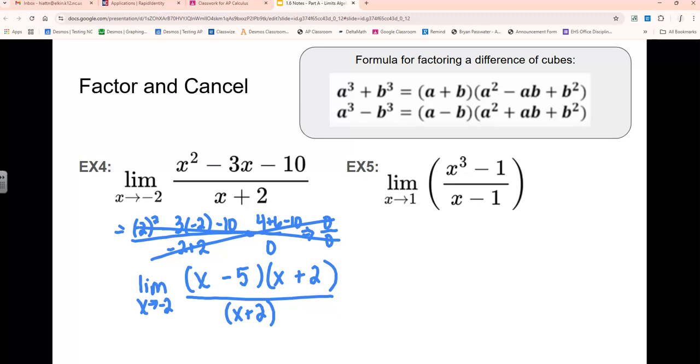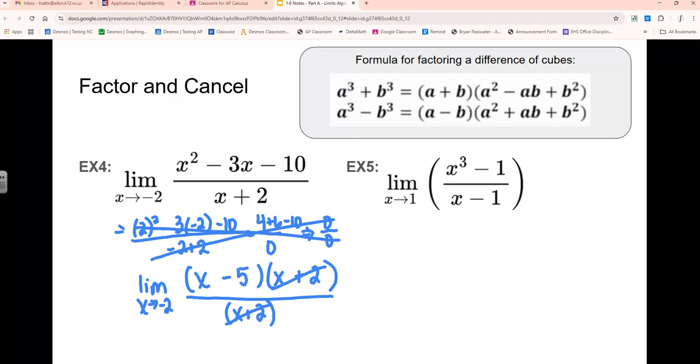Now, I've got an x plus 2 on the bottom and an x plus 2 on the top. Those are going to cancel out. What does that tell me about the graph of this function if it cancels top and bottom? That's a hole, right? Canceling was a hole. If it didn't cancel, it would be a vertical asymptote. If it's a vertical asymptote, that's when you start getting positive or negative infinity, or does not exist for those. But if this cancels, it's probably a hole.